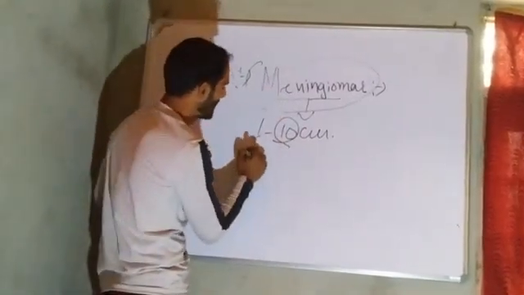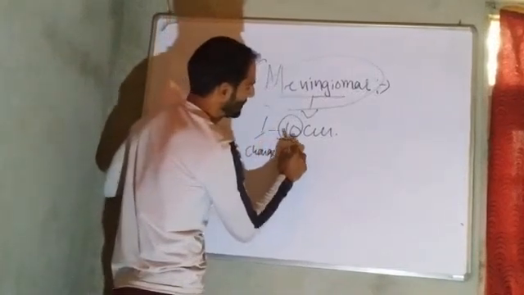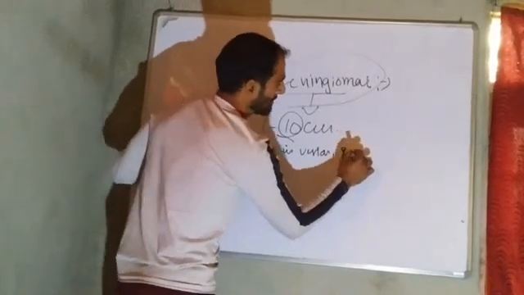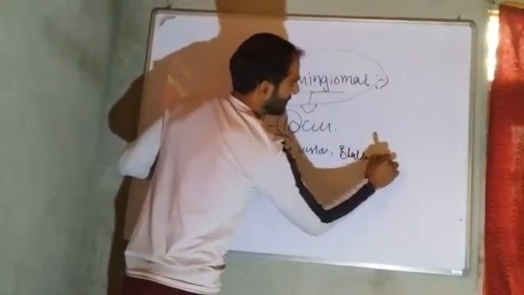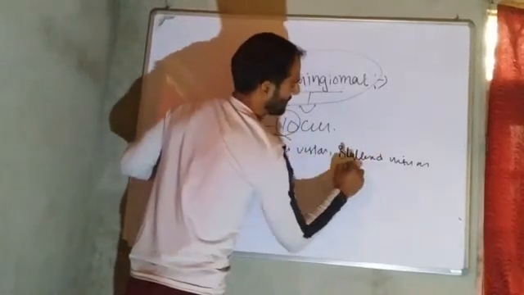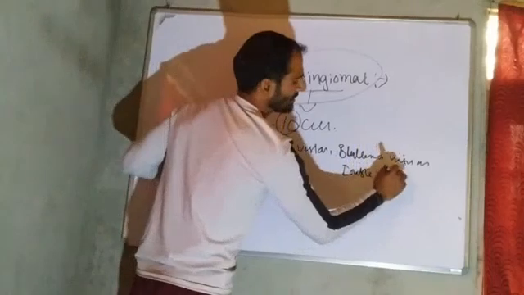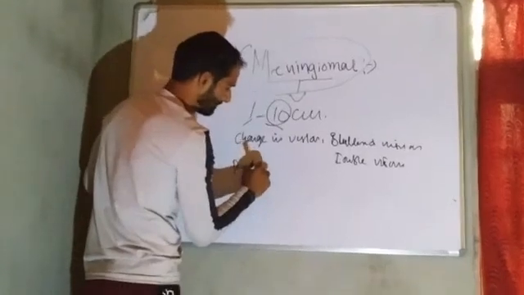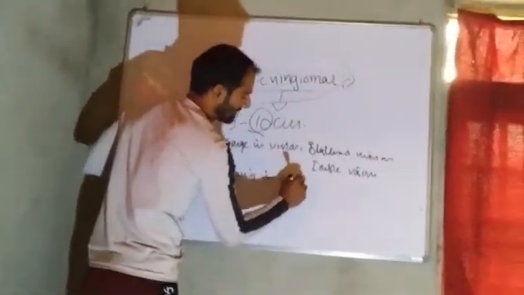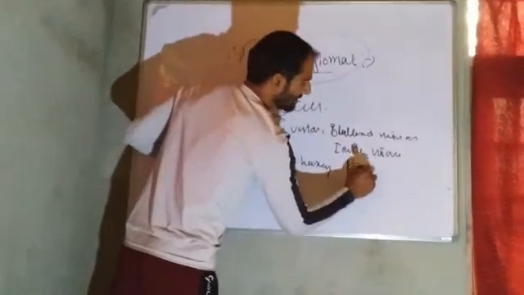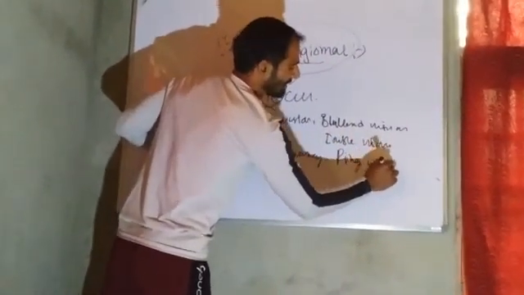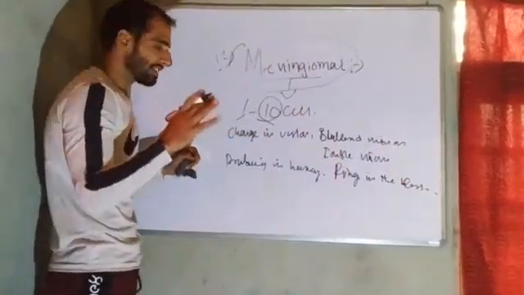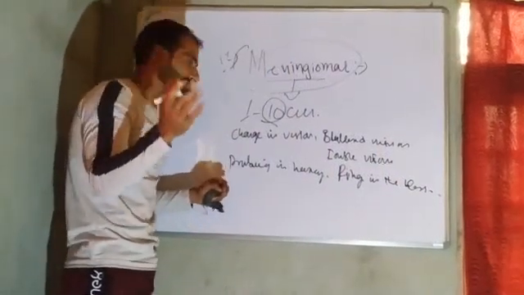The symptoms seen are a change in vision: either blurred vision or diplopia, double vision. Also problems in hearing, such as ringing in the ears. There will be a ringing sound in his ears.